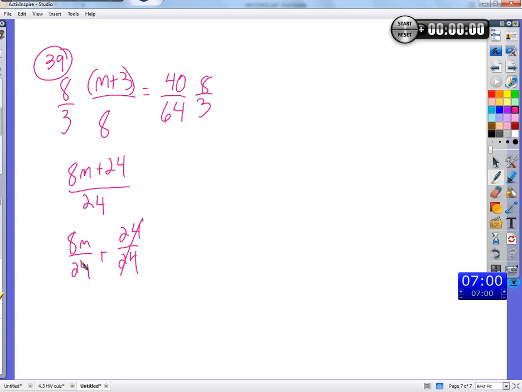This 3 does not, in effect, cancel this 3. So when we cancel things out, we're canceling common factors. Okay? We talked about this quite a while ago, at the beginning of the year. What is a factor? What does it mean if something's a factor?